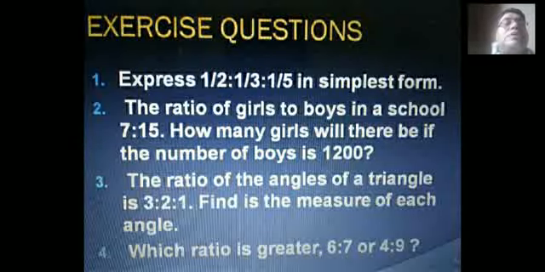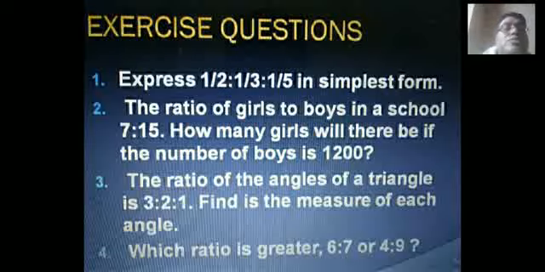Exercise questions. First question: express 1 by 2 is to 1 by 3 is to 1 by 5 in simplest form. You can guess how to do it. Take out the LCM of 2, 3 and 5, then multiply by the LCM and get the answer. Second question: the ratio of girls to boys in a school is 7 is to 15. How many girls will there be if the number of boys is 1200? This question we'll discuss.